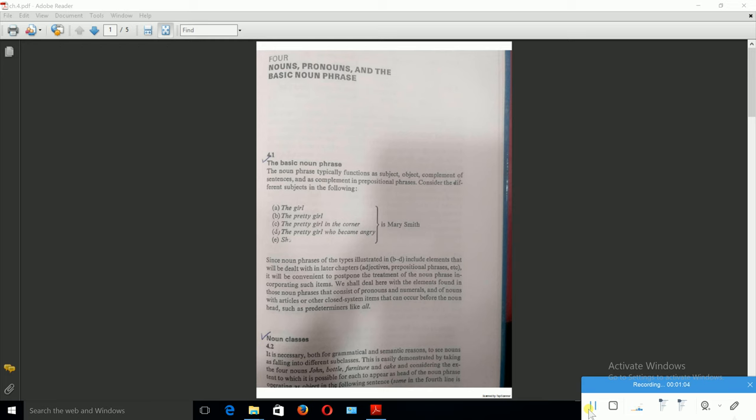Since noun phrases of the types illustrated from B to D include elements that will be dealt with in later chapters, adjectives, prepositional phrases, etc., it will be convenient to postpone the treatment of the noun phrase incorporating such items. We shall deal here with elements found in those noun phrases that consist of pronouns and numerals, and of nouns with articles or other closed system items that can occur before the noun head, such as predeterminers like all.